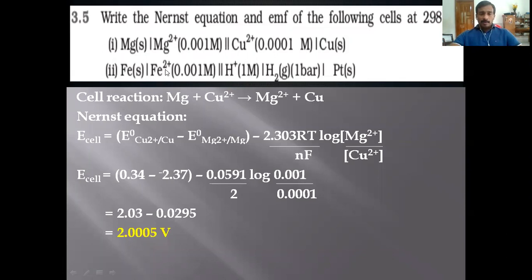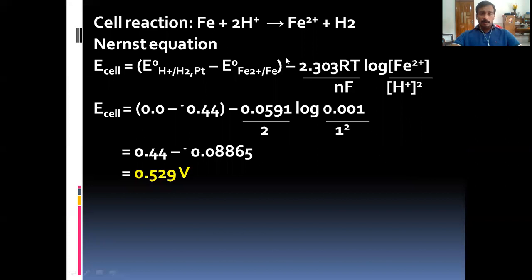So here the concentration of Fe2+ is 0.001 molar, H+ is 1 molar. Now we can see how we can solve this problem. Here you see the cell reaction. Cell reaction: Fe plus 2H+ gives Fe2+ plus H2. Now you write the next equation.